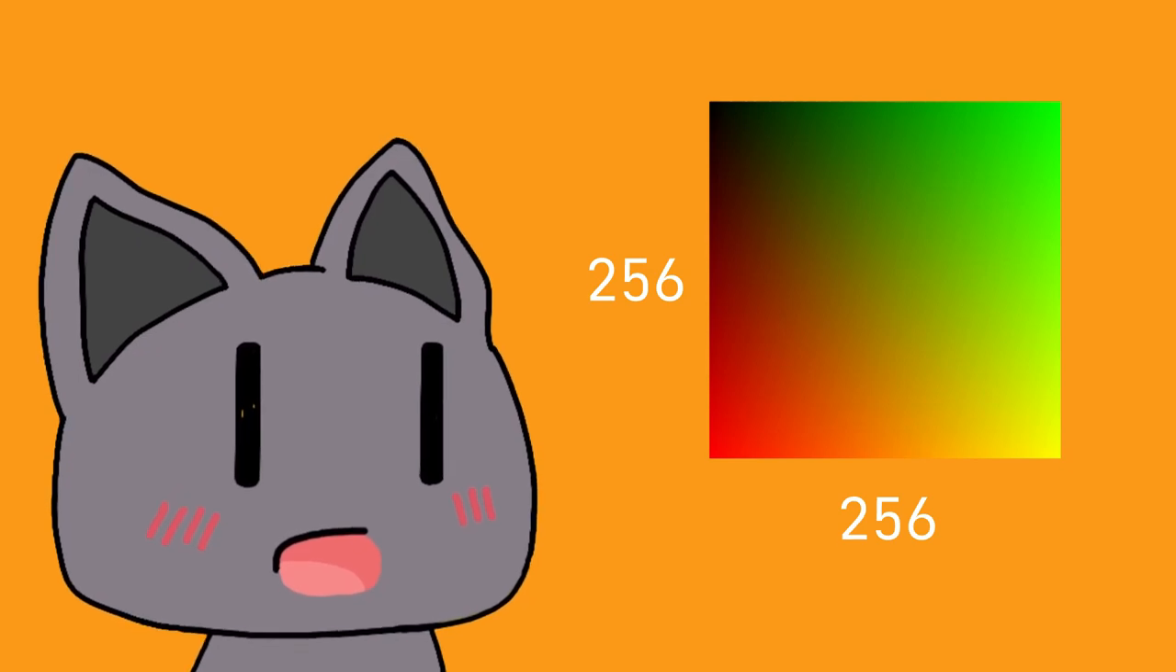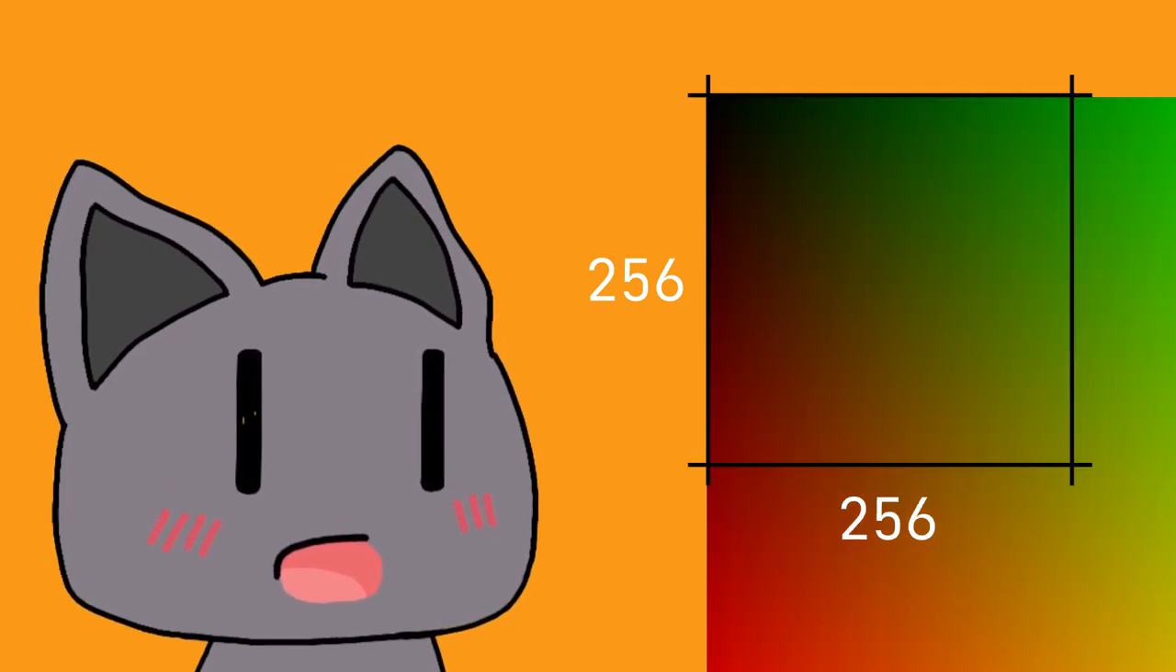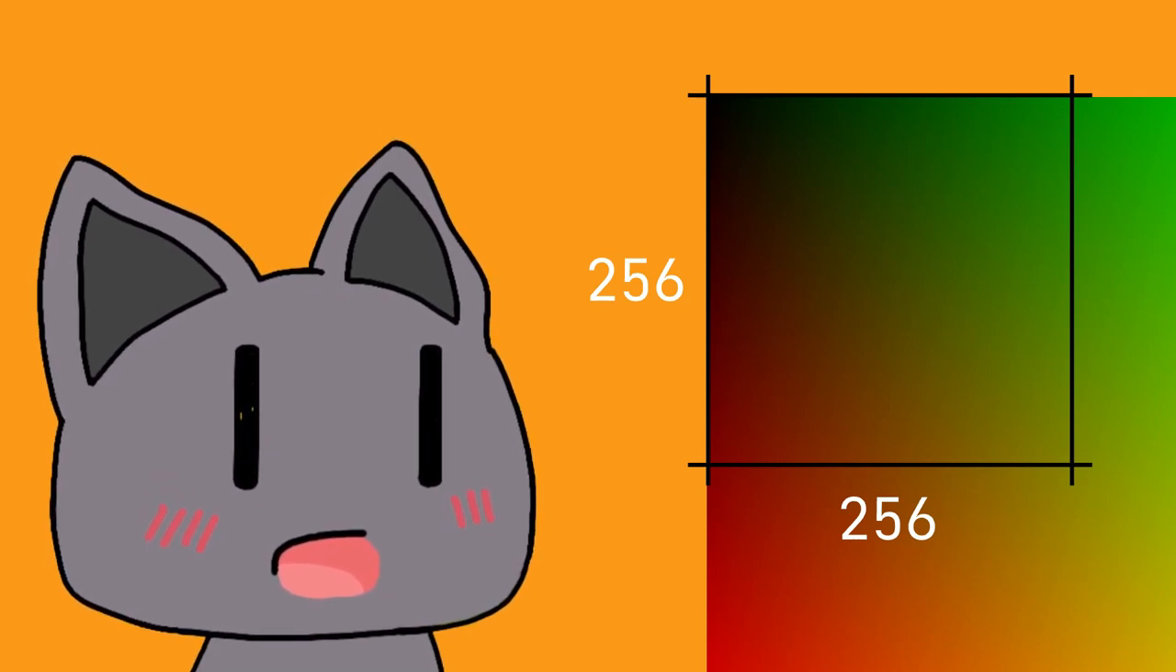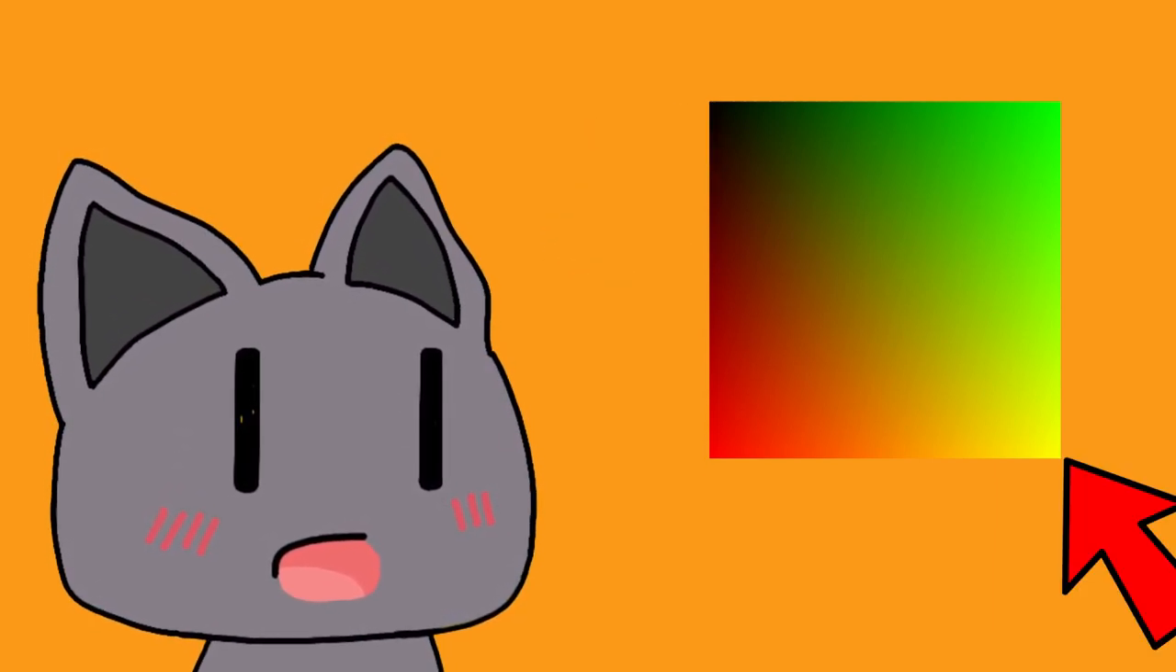But what if I change the resolution to 512x512? Now only a quarter of the whole image is displayed on this quad, which is no good. Instead, a system was needed where we could just place the beginning of the texture at the beginning of the object and the end of the texture at the end of the object.